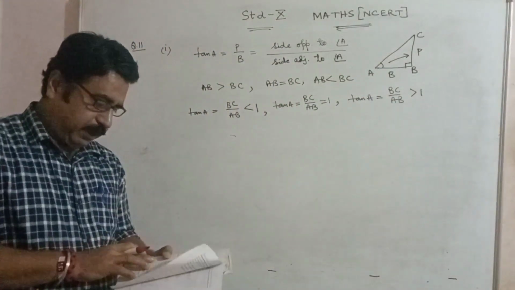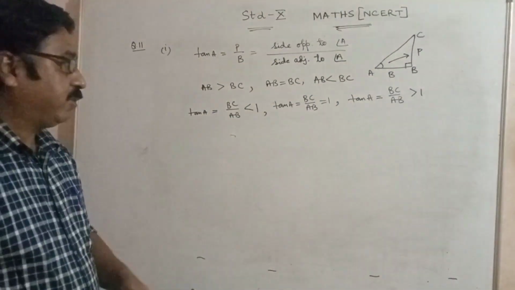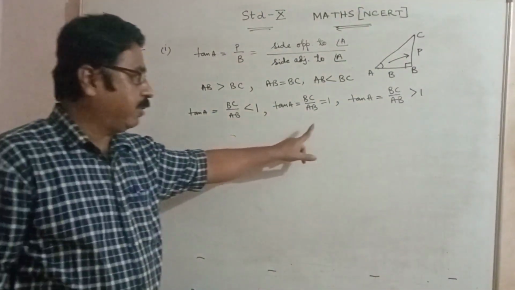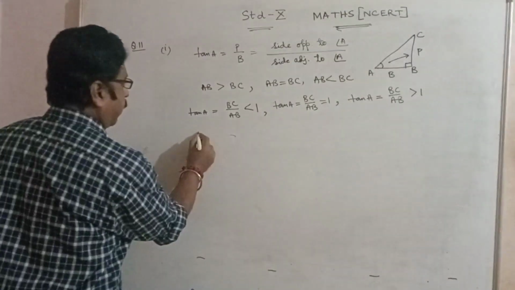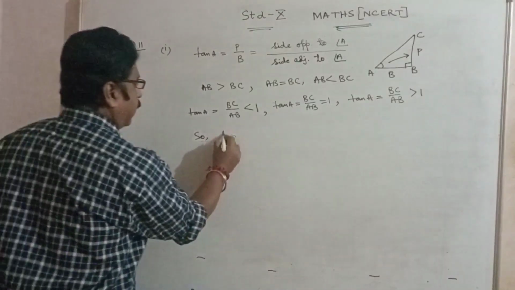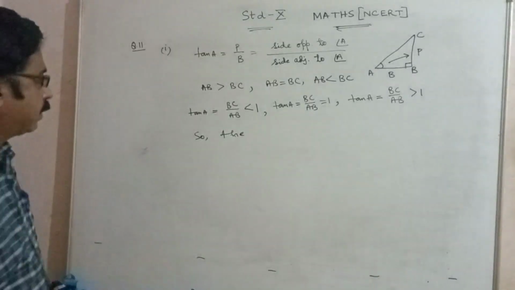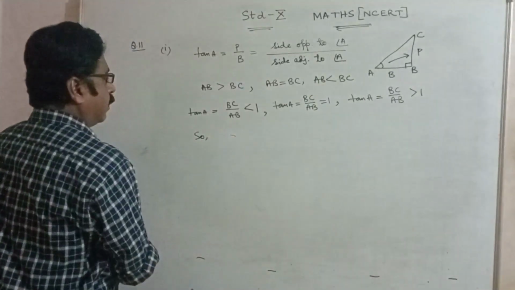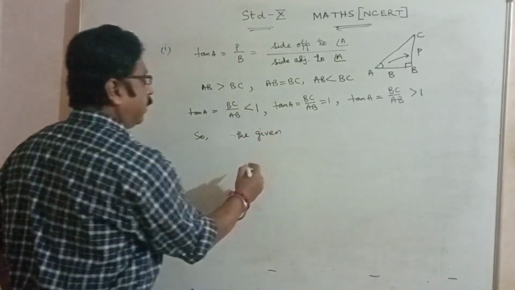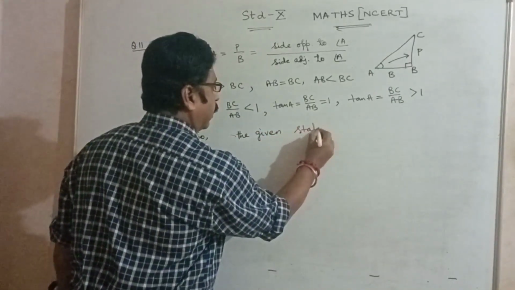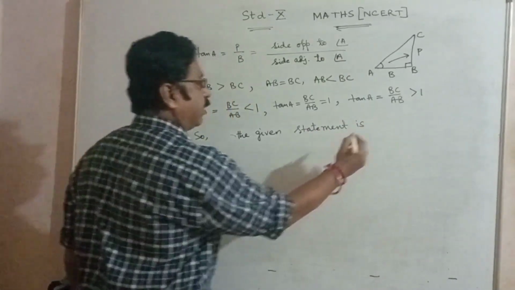But in the question it is given that value of tan A is always less than 1. It is not true, maybe less than 1, maybe equal to 1, maybe greater than 1. So the given statement is false.